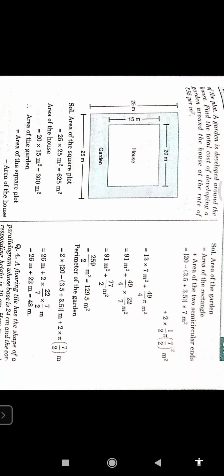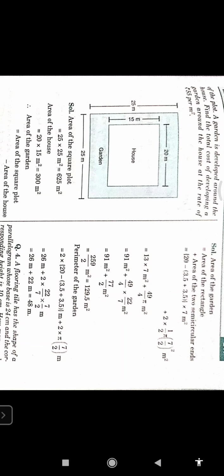Okay. Now take LCM. 91 multiply 2, 182 plus 77. You will obtain 259 by taking LCM upon 2 meter square. 259 upon 2. Divide this. You will obtain 129.5 meter square. This is the area of the garden.